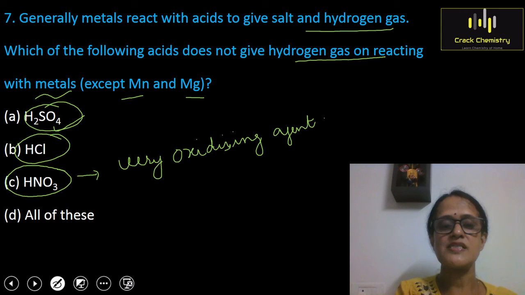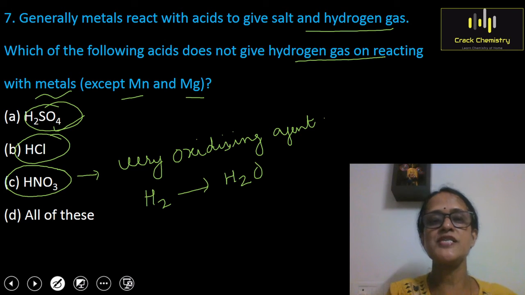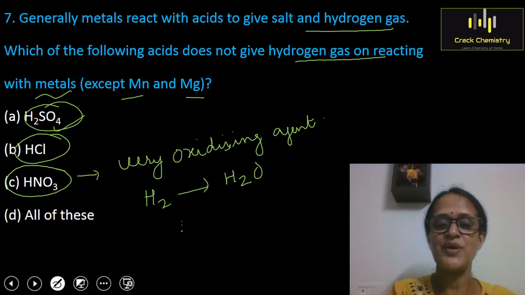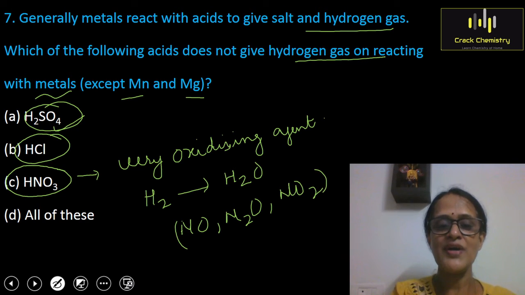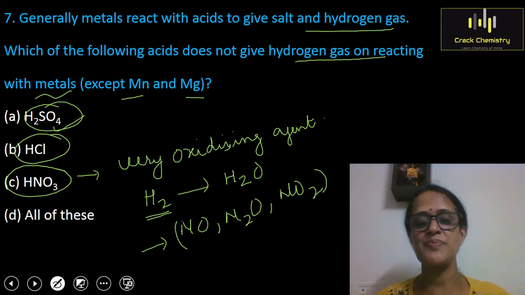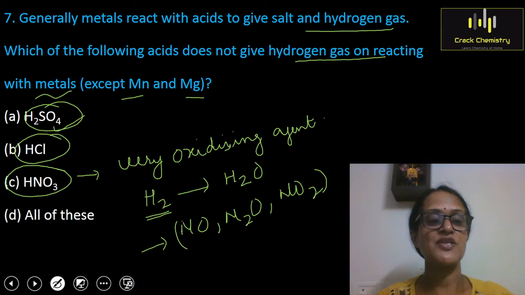It oxidizes hydrogen to water, and itself it will be reduced to any oxide of nitrogen. It may be NO, it may be N2O, or it may be NO2. So you can see that hydrogen is oxidized to water and nitric acid itself is reduced to any oxide of nitrogen, which may be NO, N2O, NO2, etc. So the last option is all of these.